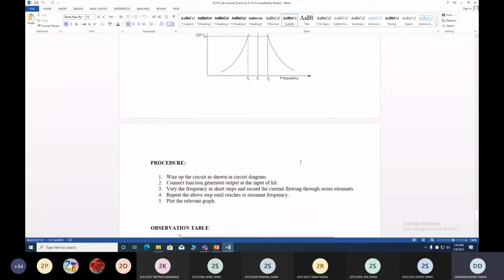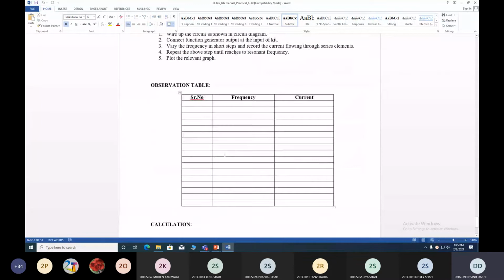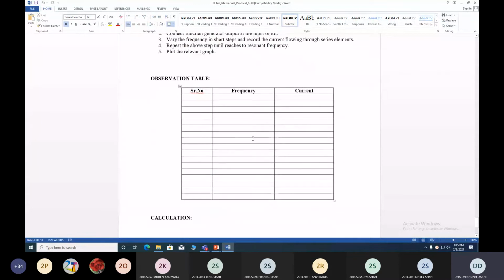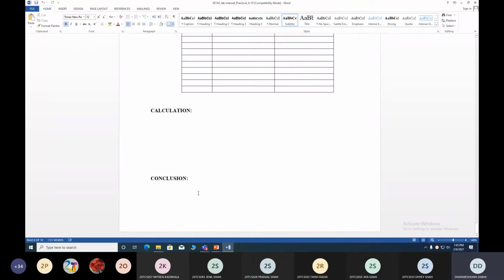So here I provide this word file to you. You just write down this observation table, which I already wrote in the video also. Same values, write down here frequency and current, and then write down the theoretical calculation of resonant frequency, which I calculated in this video. F0 is equal to 1/2 pi under root LC. In that I get 7.3 kilohertz. Clear?